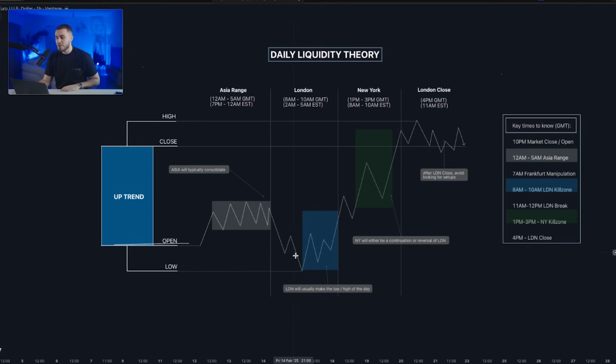Once we get that sweep, we start looking for confirmations. Price during New York starts to expand upwards. And then typically after London close, after around that 4 p.m. timing, price will actually start to slow down. So whichever time frame you're looking at, these are the core movements that we can actually see.